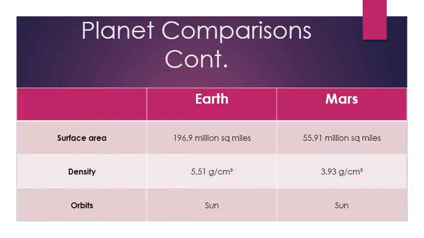Here are some planet comparisons. The surface area of the Earth is 196 million square miles, whereas the surface area of Mars is 55 million square miles. The density of Earth is 5.51 grams per centimeter cubed, whereas the density of Mars is 3.93 grams per centimeter cubed. It is a well-known fact that Earth and Mars both orbit the Sun.